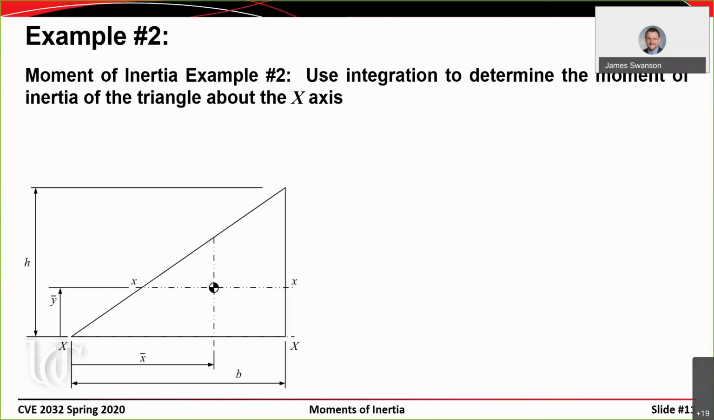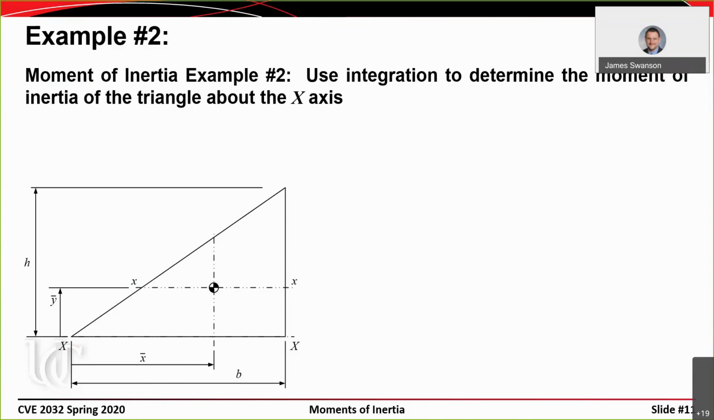Use integration to determine the moment of inertia of the triangle about the big x-axis. So I have the little x-axis, which goes through the centroid of that triangle, and then I have the big x-axis, which is the base of that triangle. I'm going to calculate the moment of inertia about the base of that triangle.